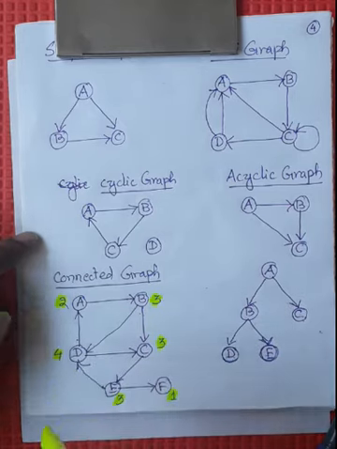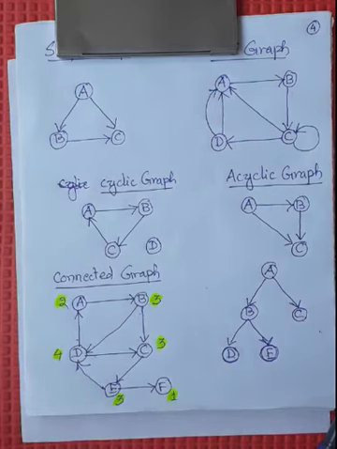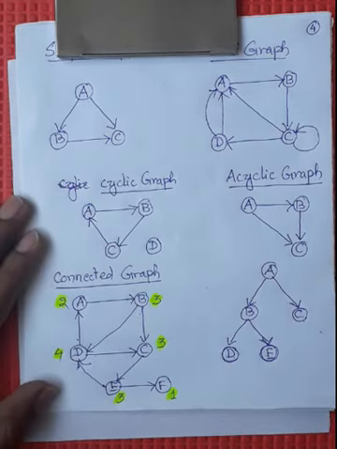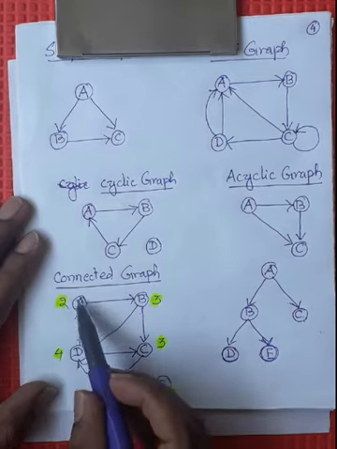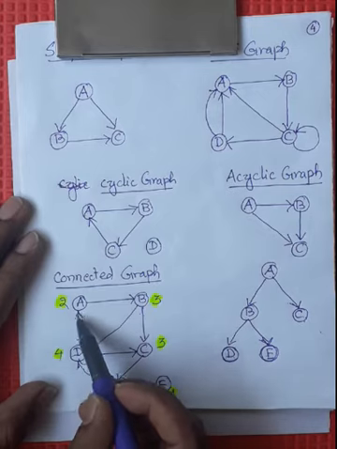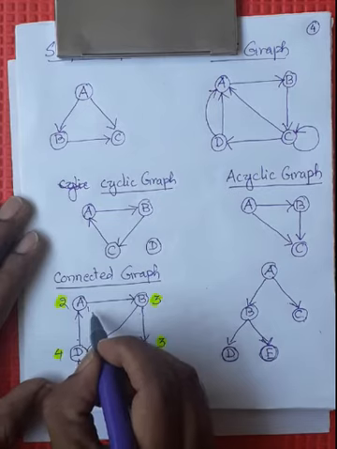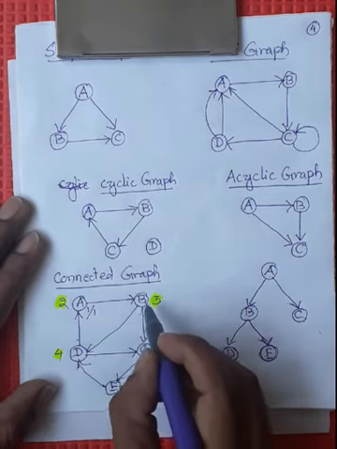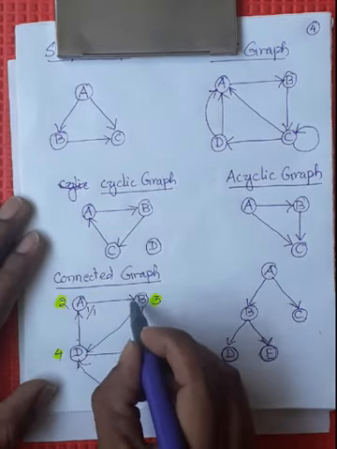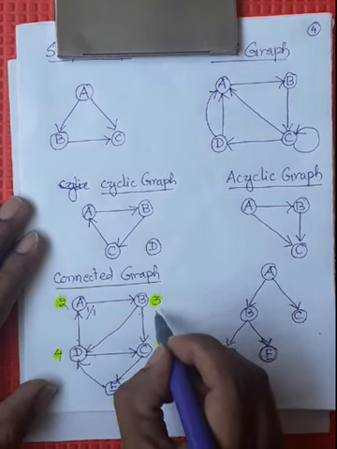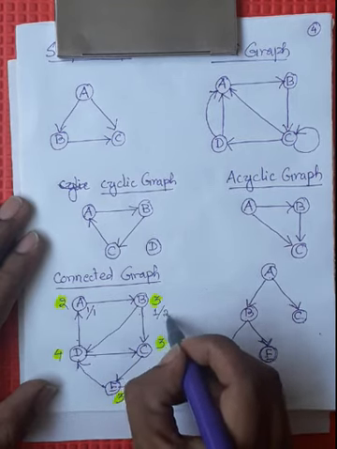Now in the degree, again there are two types. What are those? In degree and out degree. In degree means the count of incoming edges, and out degree means the count of outgoing edges. So for node A, incoming edge is 1 and out degree is 1. So 1 in degree and 1 out degree. For node B, 1 incoming edge and 2 outgoing edges. So 1 in degree and 2 out degrees.